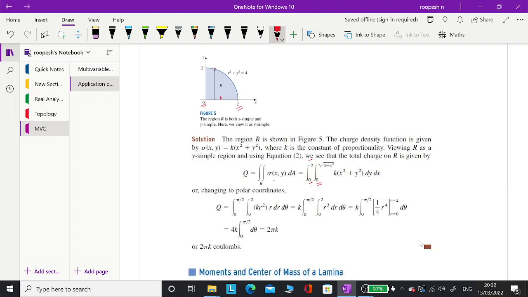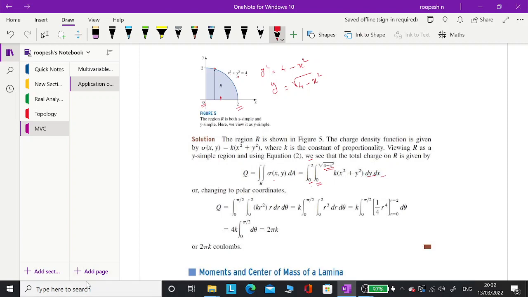It is a point on this curve x square plus y square equal to 4. So y square equal to 4 minus x square, right? So y is equal to square root of 4 minus x square, obviously positive. So it is square root of 4 minus x square that is given. Now we want to integrate this with respect to dy dx.